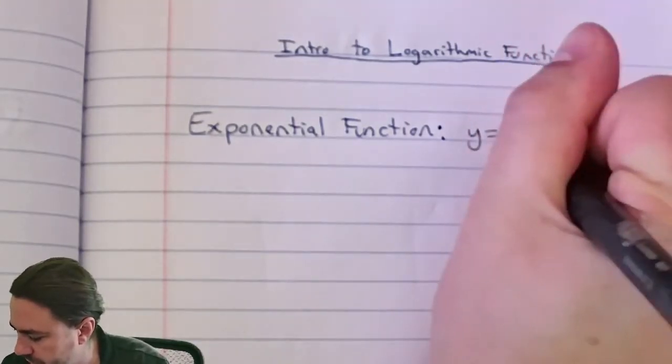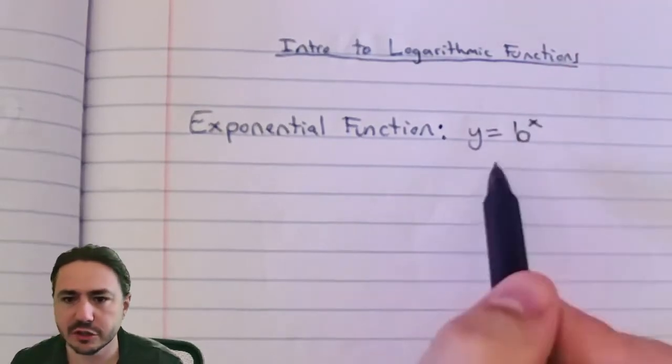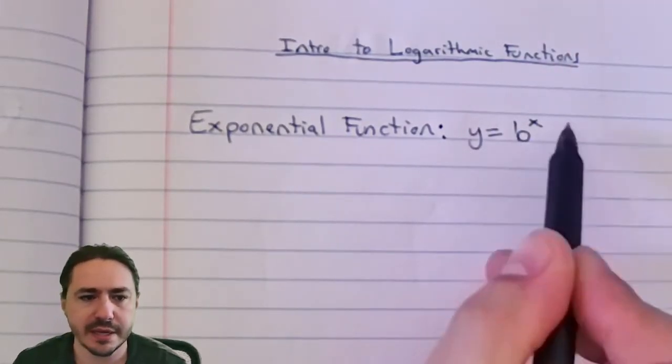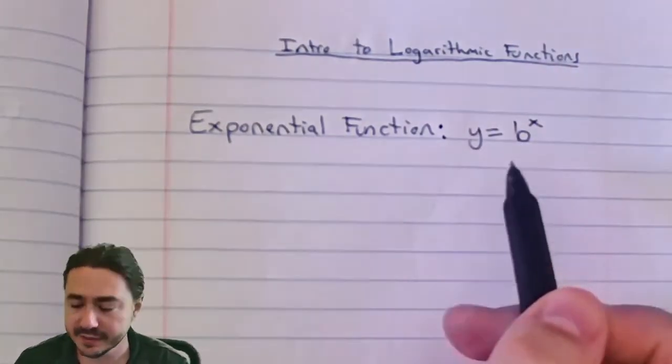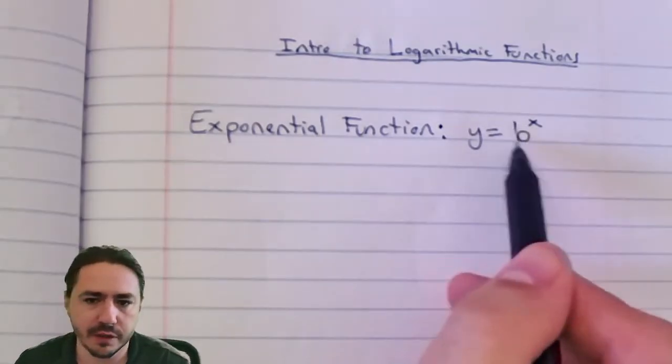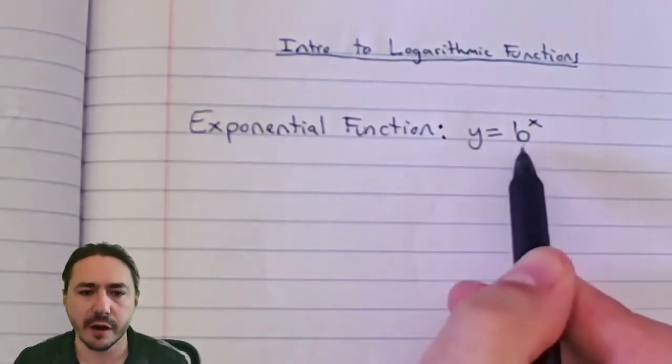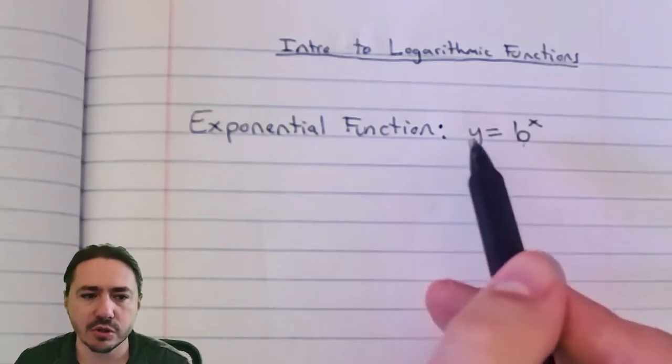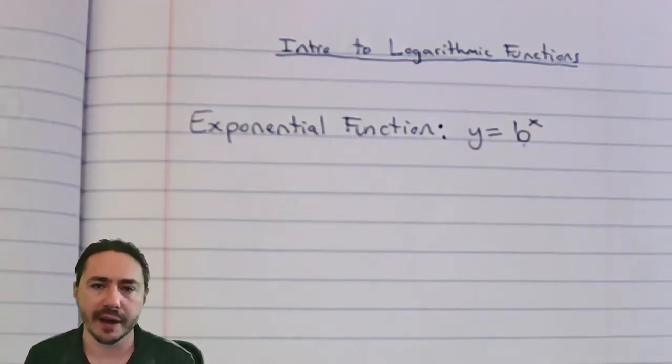So the most basic type of exponential function is going to look like this: y equals b to the x, where b is your base. This could be any number. It could be like 2 to the x, 3 to the x, whatever. So this is how most of those equations are going to be formatted.